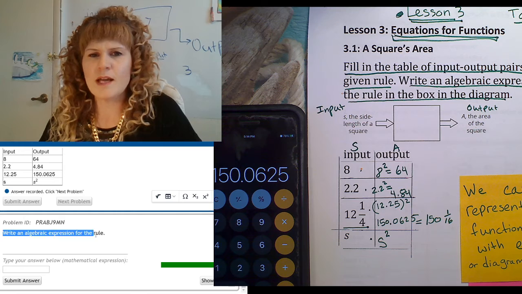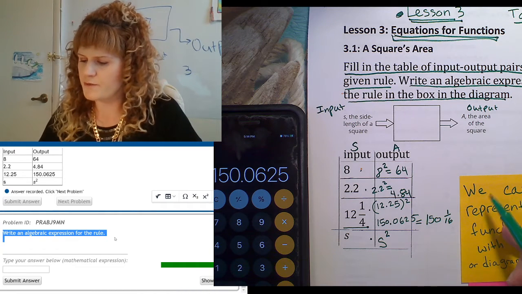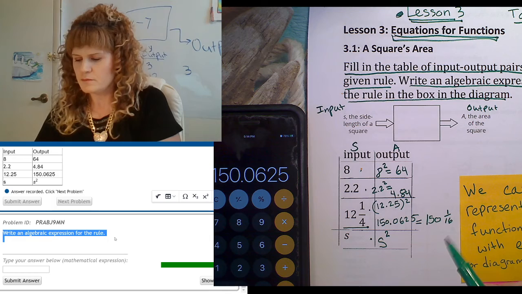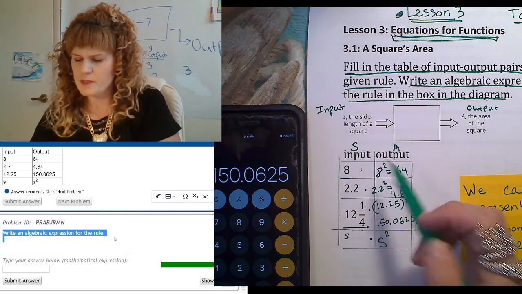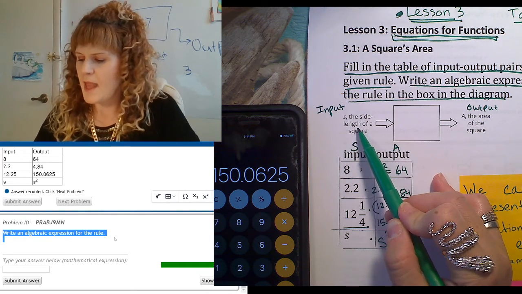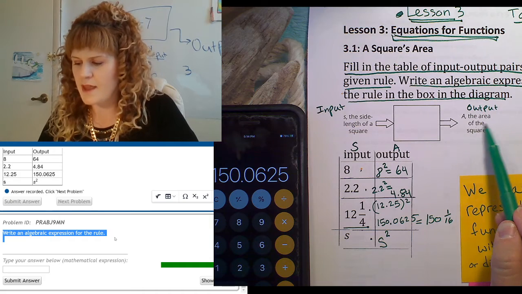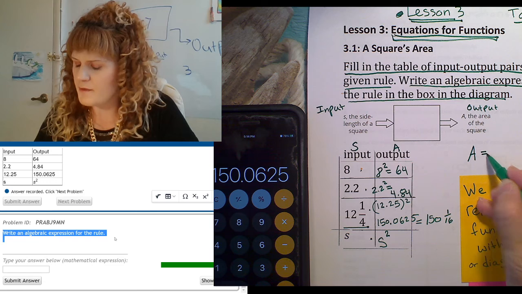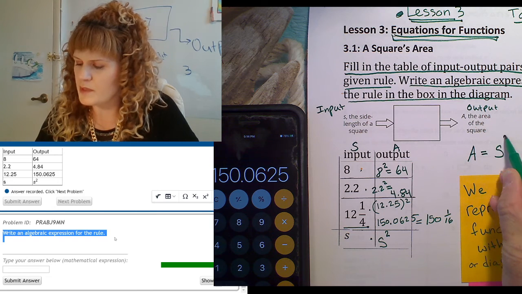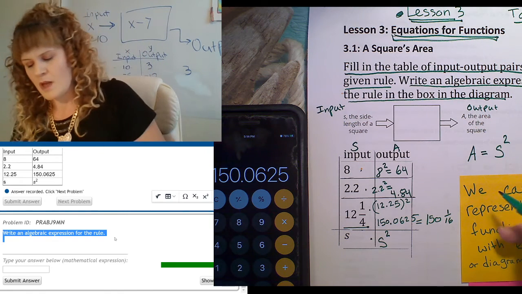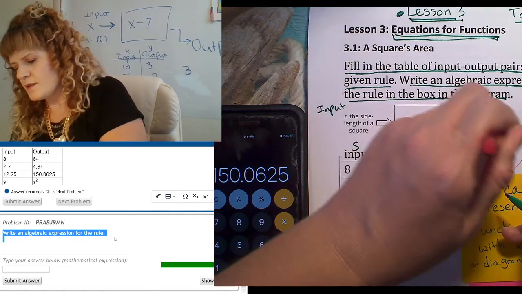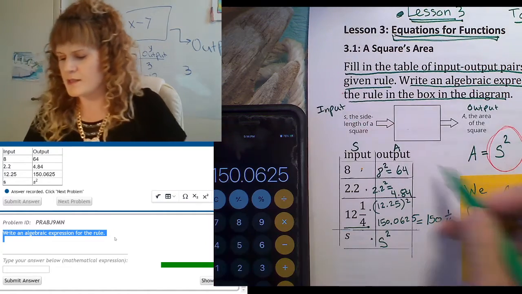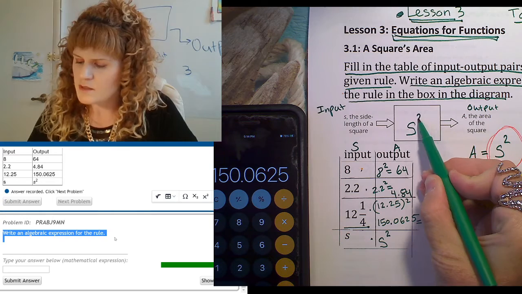Next, it says write an algebraic expression for the rule. Okay, well, the rule is to take the input and square it to get the area of the square. That means the area of the square equals the input squared. Well, this part right here is the rule that should go in the box. It should be S squared.